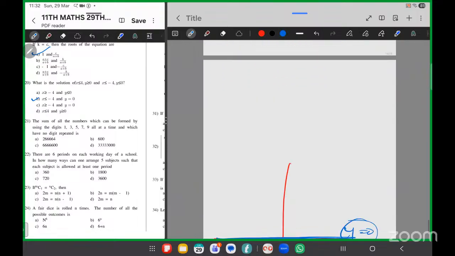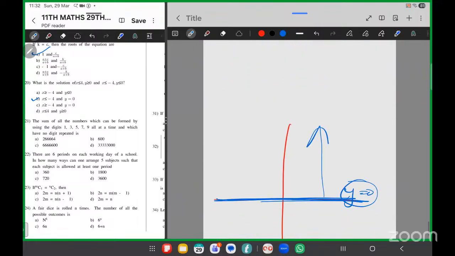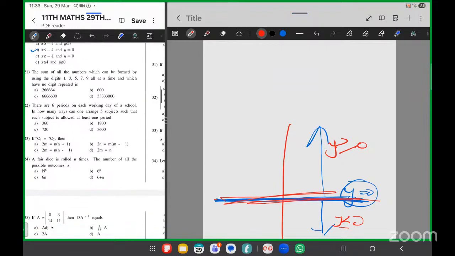And similarly, when you consider y greater than 0 means this and y less than 0 means this one, the only common area is this line. This is the only common between y greater than or equal to 0 and y less than or equal to 0. So y equal to 0 is the solution and x less than or equal to minus 4 is the solution. So for question 20, answer B is the correct one.